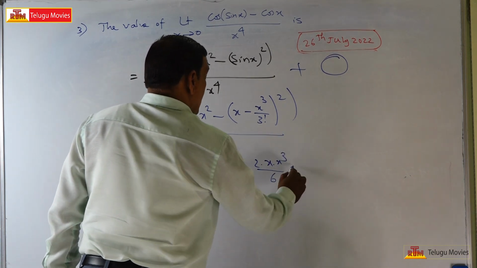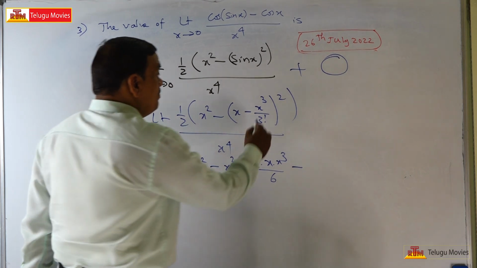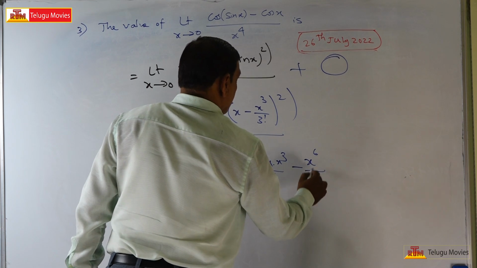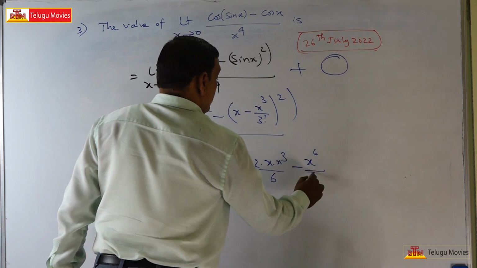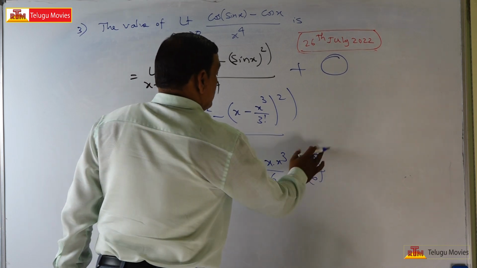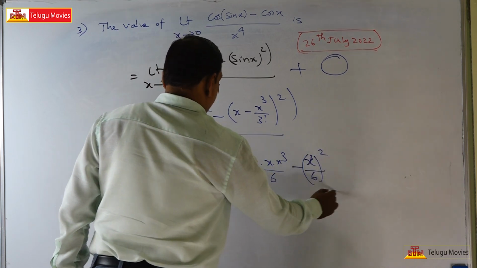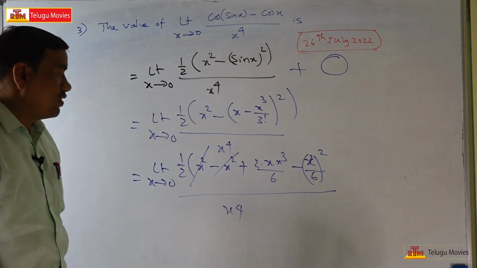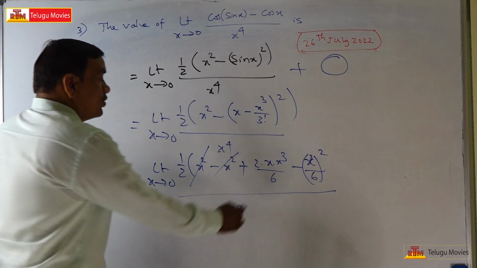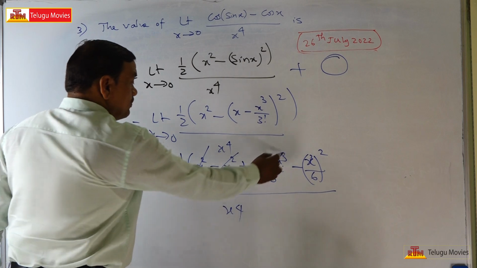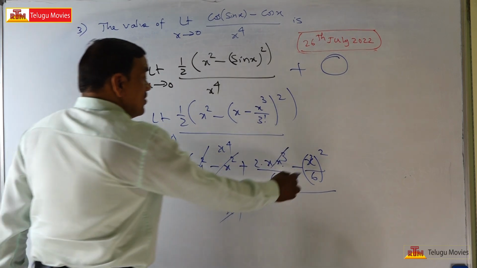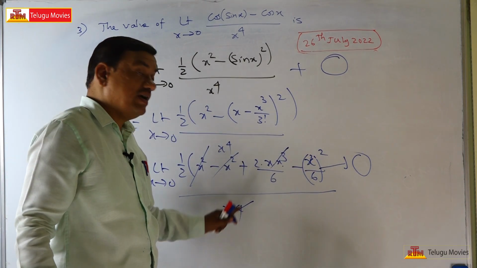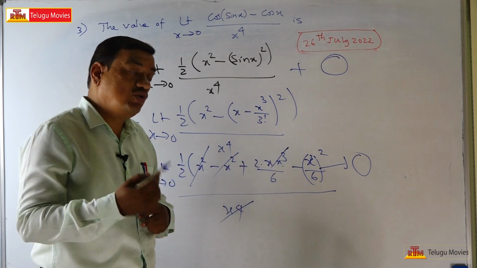2ab by 6 minus b square, that means x to the power of 6 by, 3 factorial means 6. Otherwise, you can write down x cube by 6 whole square, whole divided by x power 4. So if you observe, plus x square minus x square will get cancelled. So x into x cube, x power 4, x power 4 will also get cancelled. From here onwards, you will get 0. Why? Because x power 6 will be there. X power 6 by x power 4 means x square you will get, you will get 0.